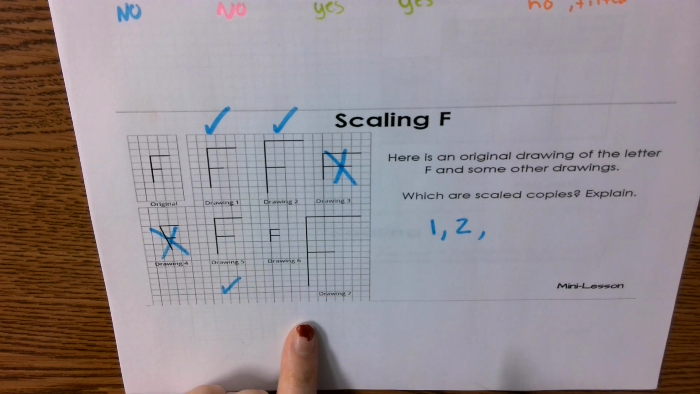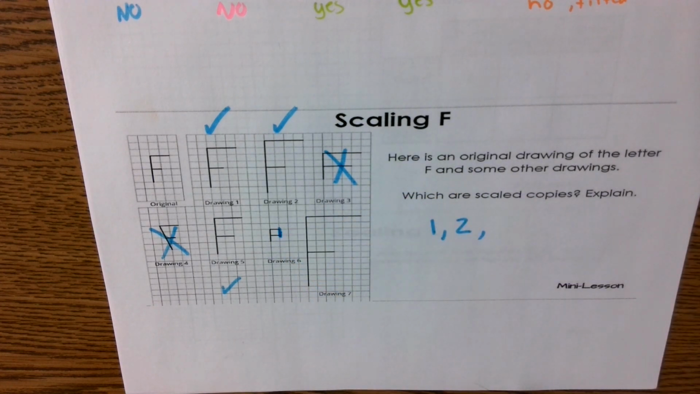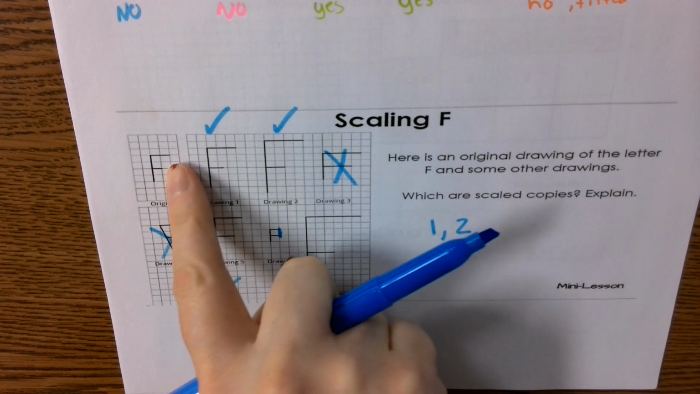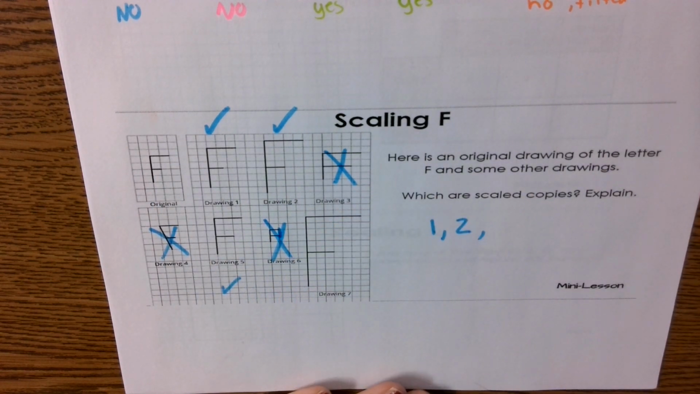What about 6? No, right? Because it lines up here. Look at those two lines for the F. It lines up, whereas do they line up for the original? No, so that's not going to work. What about 7? Yes? Okay.